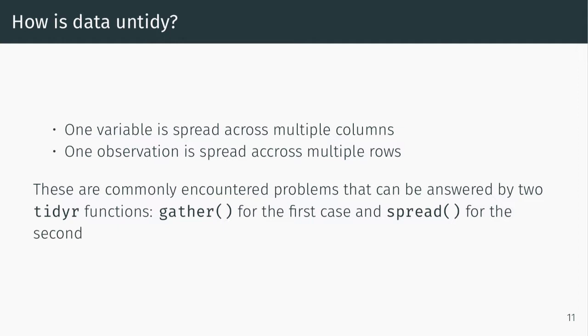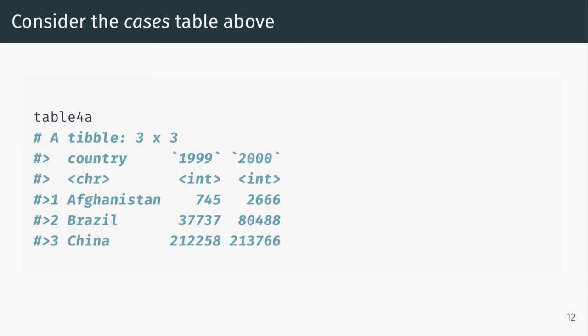How is data untidy? There are 2 main ways. One variable is spread across multiple columns, or one observation is spread across multiple rows. And these are commonly encountered problems that can be answered by two tidyr functions, gather for the first case and spread for the second case. So let's take a look at the tables that we looked at previously. The tables that were divided into two, where we have the cases in one table and the population in another, are in the tidyr package's table 4a and table 4b.